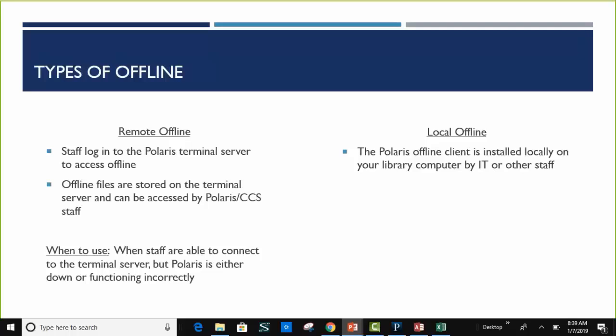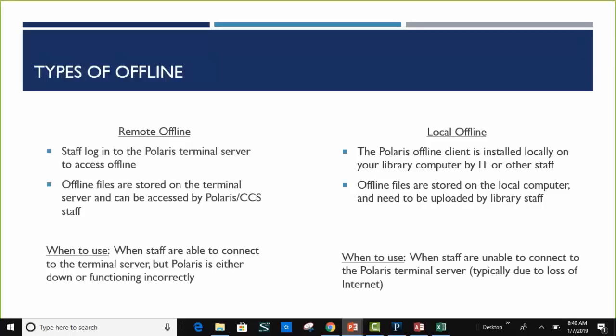Local offline will primarily be used when your library loses its internet connection. The local Polaris client is installed directly on your library's computers. As items are checked out in local offline, the offline files are generated and stored in a folder on your computer. Because CCS staff are unable to access these files, library staff will need to upload the files when they regain access to Polaris. Again, local offline would typically be used when staff cannot connect to the Polaris terminal server. This is most likely due to a loss of internet at your library.